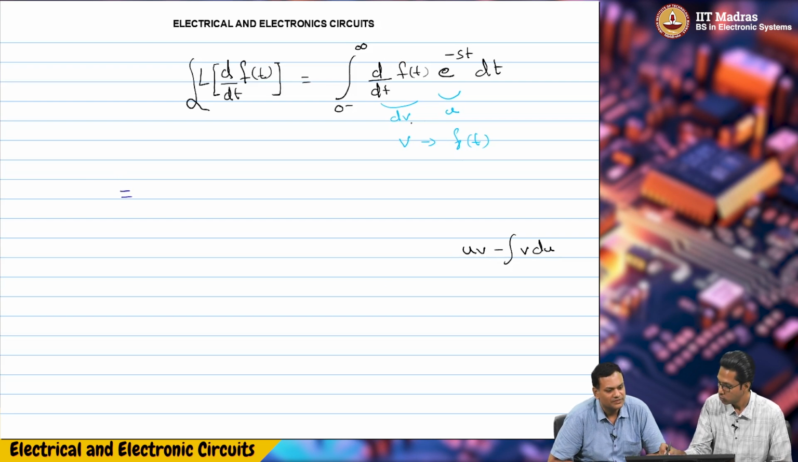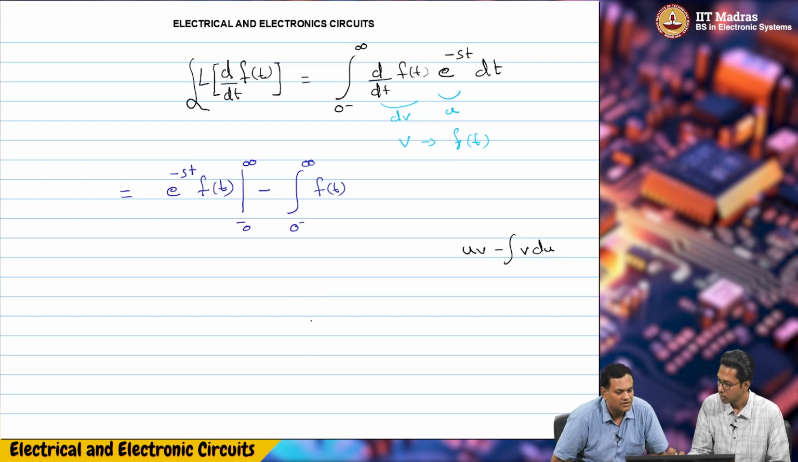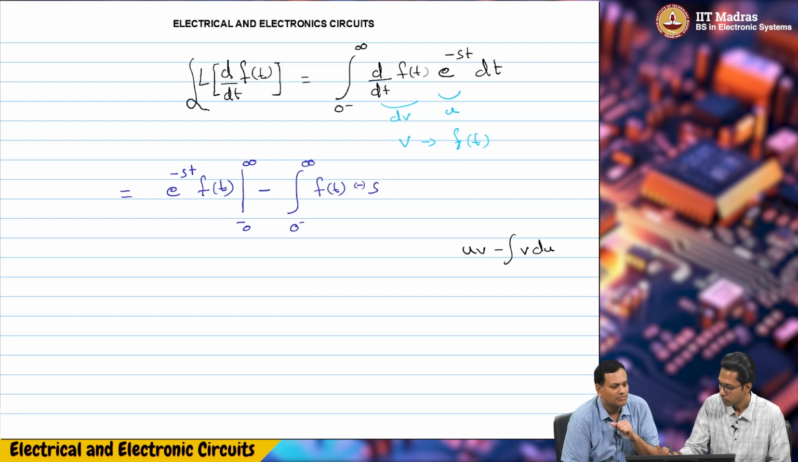So u is e power minus st, and uv is e power minus st times f of t, since v is f of t. Then I need to apply the limit, 0 minus to infinity, minus the integral from 0 minus to infinity of v du. v is f of t. So du: the derivative of e power minus st is minus s e power minus st dt.